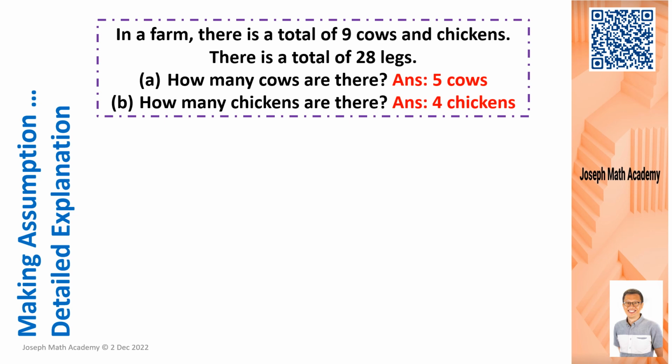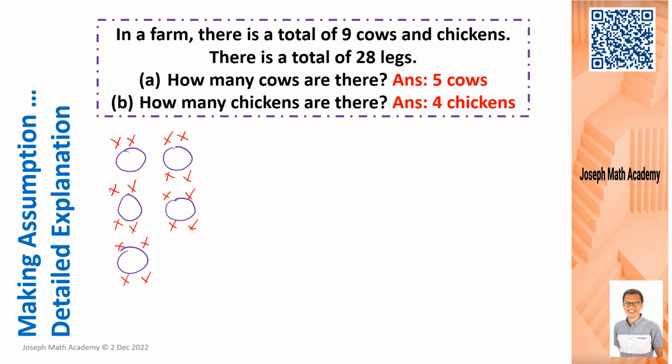This time we have a total of 9 animals in the farm, and there are a total of 28 legs. So if there are 9 animals in the farm, I'm going to use circles to represent the animals. Okay, so 1, 2, 3, 4, 5 cows. I'm going to use crosses to represent their legs. So four-legged. Okay, I am almost done with the cows. So I've completed the legs of the 5 cows.